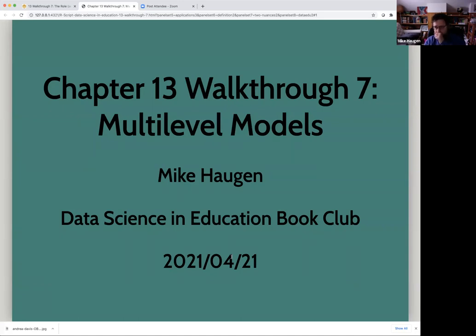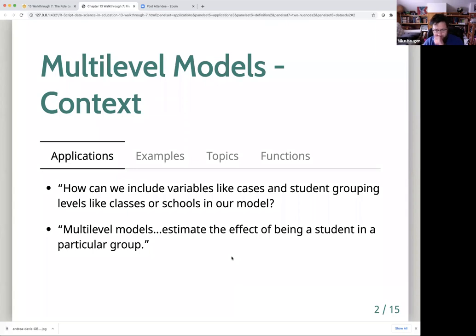I first started reading the Data Science in Education book, along with the Tidy Models book, last fall when I was looking for a class project, and I used the random forest, which is next week's one, as inspiration for an assignment. I have worked with other tools and other higher education data. But when I saw multi-level models, I was like, what is that? It's like text mining. I'm like, oh, that's cool. And I'm like, well, I don't really know what that is.